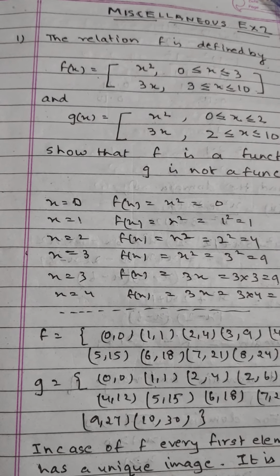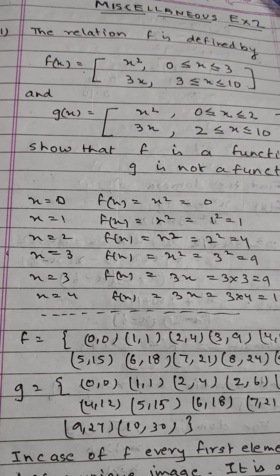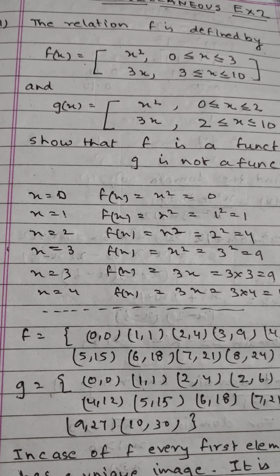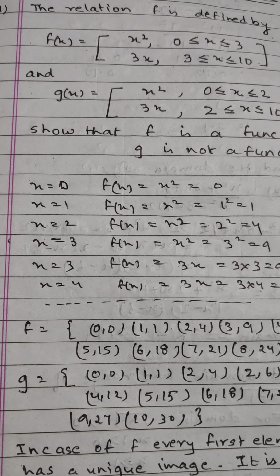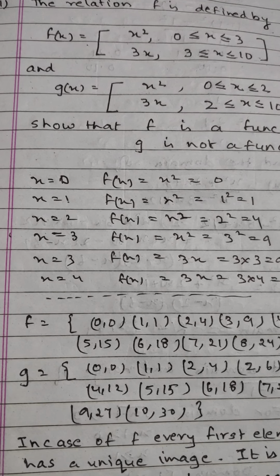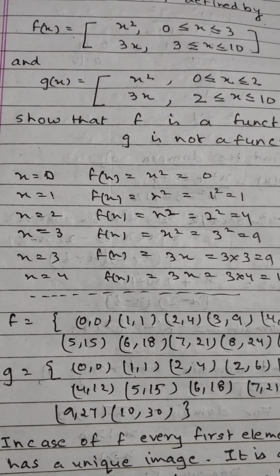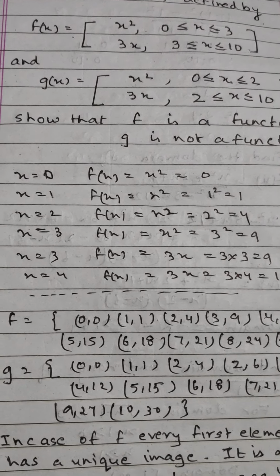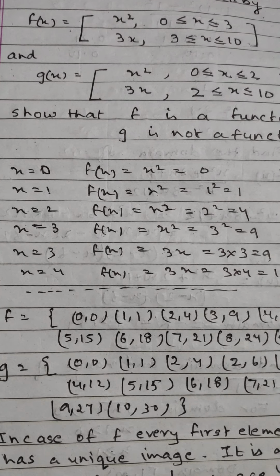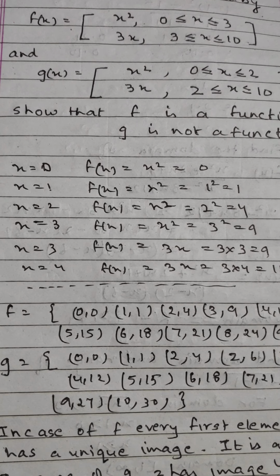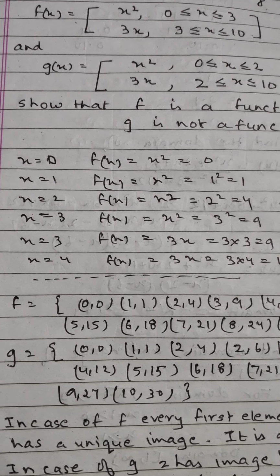The relation f is defined by f(x) = x² for 0 ≤ x ≤ 3, and 3x for 3 ≤ x ≤ 10. There is another function g(x) defined by x² for 0 ≤ x ≤ 2, and 3x for 2 ≤ x ≤ 10. We have to show that f is a function and g is not a function.